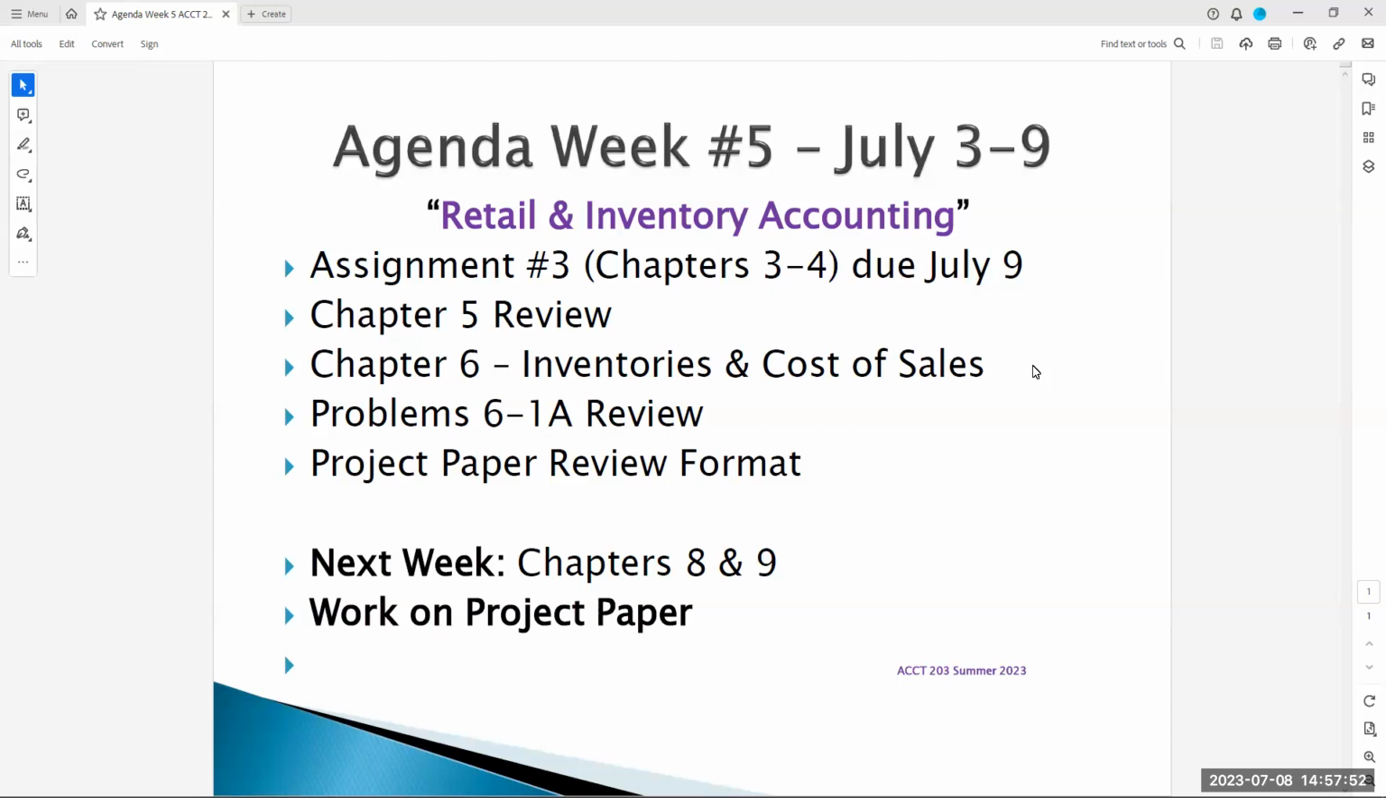Today's date is Saturday, July 8th, and you'll be wrapping up your assignment number 3 this weekend on chapters 3 and 4, adjusting journal entries and closing entries, which you have a spreadsheet to do all your work on. Today, our topic is our week 5 topic, retail and inventory accounting. Just another step in the accounting process to learn about how other types of businesses do accounting.